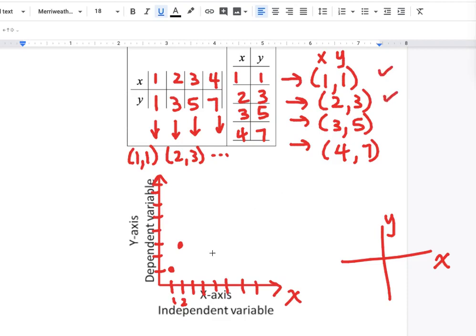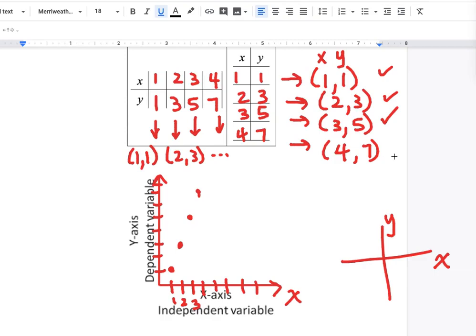Next one, (3, 5): walk to 3 and fly up. 1, 2, 3, 4, 5. Okay, so each of those points you're going to walk first and then fly. Walk to 4, fly up to 7. Okay, and then you should make a straight line because they're all following that same rule.